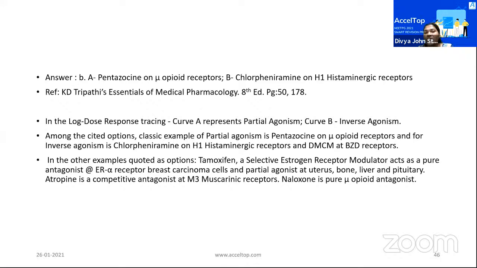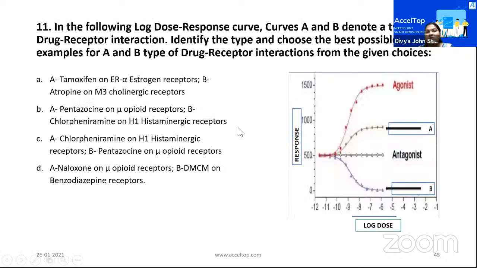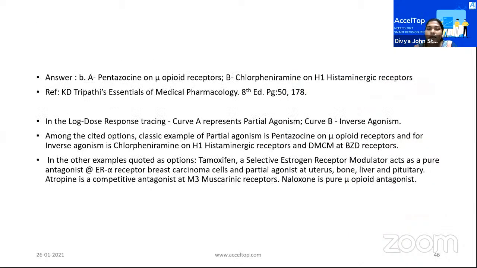Atropine is a competitive antagonist at M3 muscarinic receptors. Naloxone is a pure mu opioid antagonist. So once you know that a partial agonist is pentazocine, you will stick to that and check the options for the others. So pentazocine, mu opioid receptors. So this is probably the correct answer. This is one way that the examiner will try to stun you, but it is a very simple concept, right? So that is how you crack this.